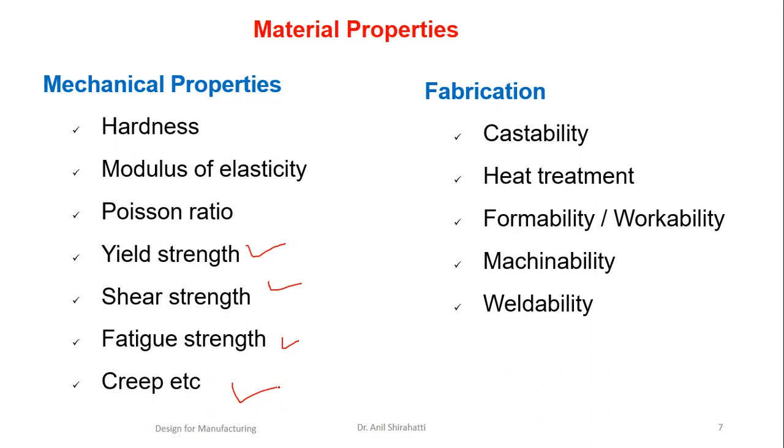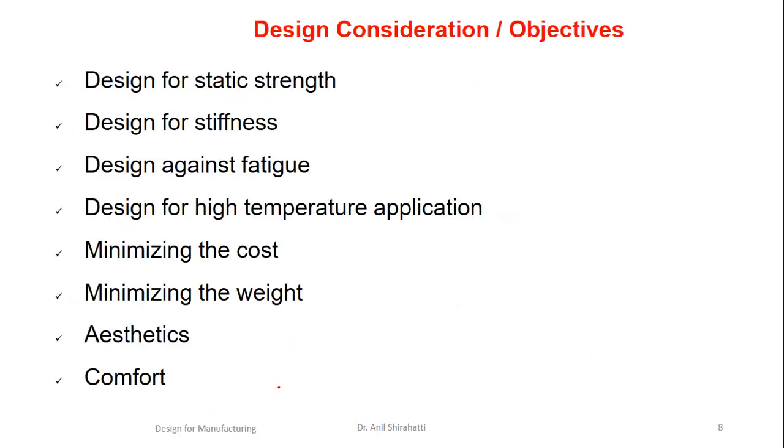Suppose I choose a material which is very hard and I want to reduce its diameter from 100 to 50, it is very difficult. You cannot machine it very easily. But if you go for mild steel, definitely you can take a 1 mm or 2 mm depth of cut and reduce it.